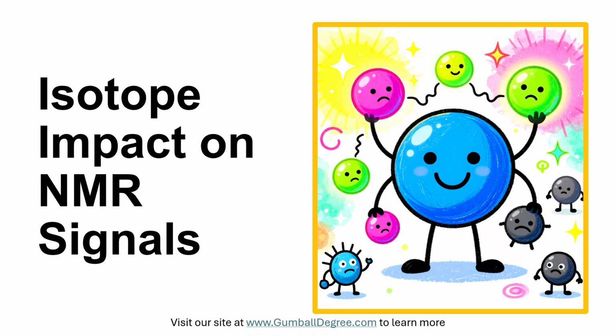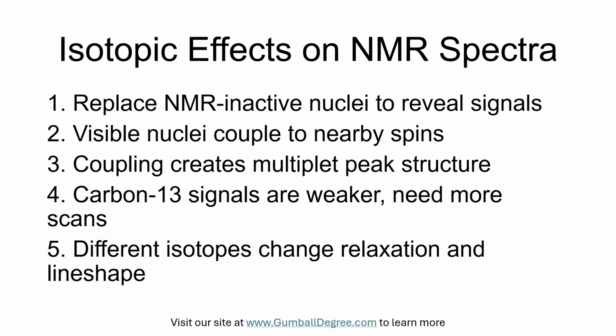Isotopic substitution changes NMR spectra by introducing or removing nuclei that interact with magnetic fields. So replacing a common nucleus like carbon-12 with carbon-13 makes new signals appear, alters splitting patterns, and can change relaxation times and signal intensities. When you swap an isotope that is NMR-active, like carbon-13, into a molecule, it becomes visible in the spectrum and can couple to nearby nuclei, causing extra splitting of peaks that did not exist when the nucleus was the NMR-inactive carbon-12.